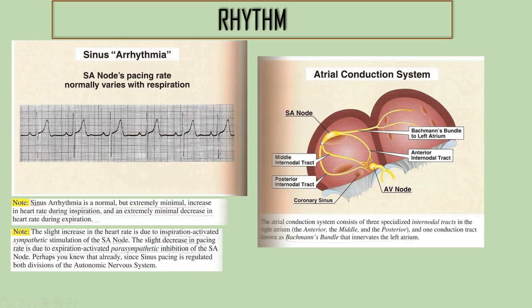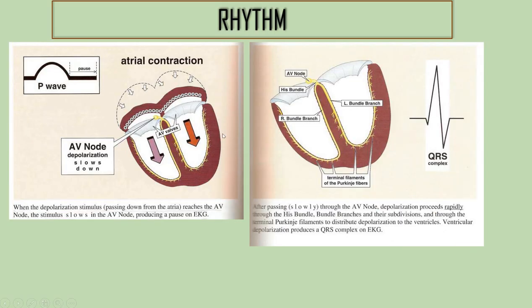Now, the atrial conduction system. The atrial conduction system consists of three specialized internodal tracts in the right atrium: the anterior internodal tract, middle internodal tract, posterior internodal tract, and one conduction tract known as Bachmann's bundle that innervates the left atrium. The depolarization stimulus passing down from the atria reaches the AV node. The stimulus slows in the AV node, producing a pause in the ECG.